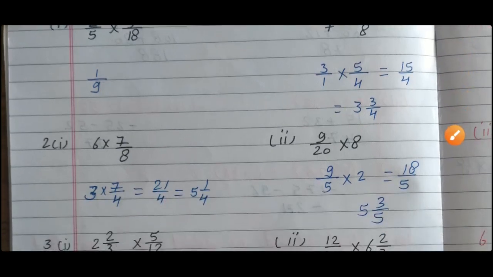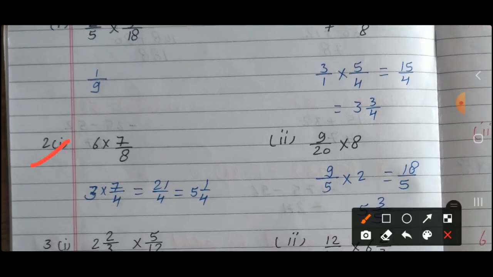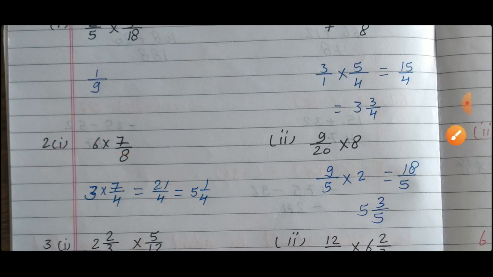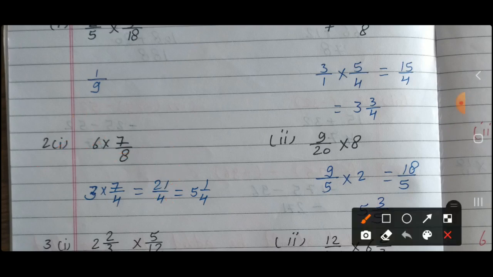Question number 2, first part. 6 multiplied by 7 upon 8. 6 and 8 both have a common factor of 2. 2 3s are 6, 2 4s are 8. Now 3 multiplied by 7 upon 4. 3 multiplied by 7, 21 upon 4. 21 upon 4, improper fraction. We are getting, after changing this into a mixed fraction, 5 whole 1 upon 4.